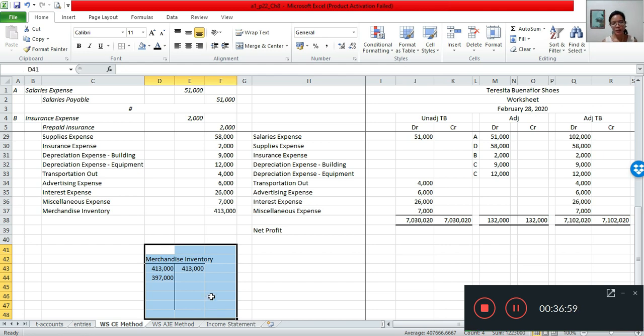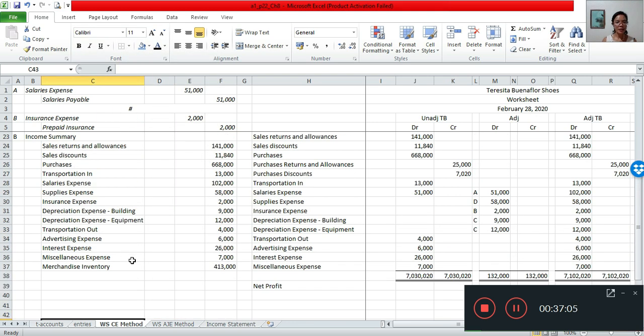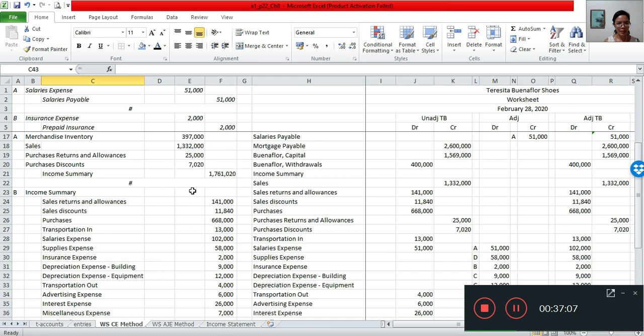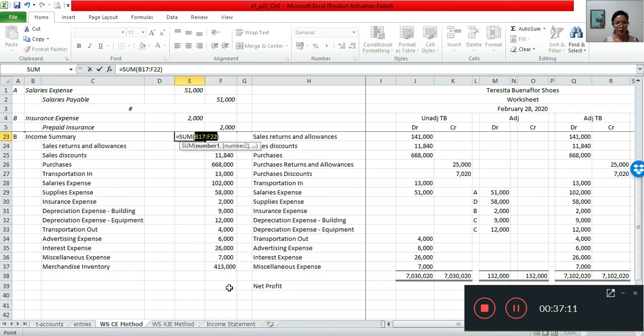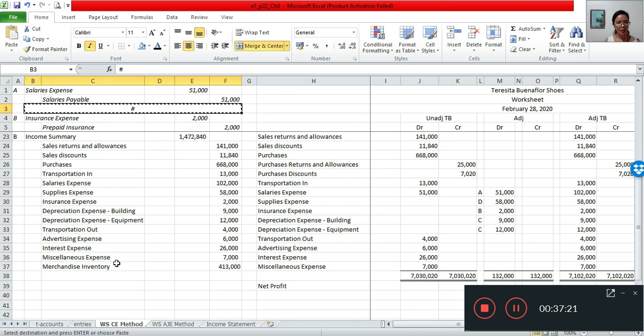Alright, so let's just remove that. It was just for purposes of illustration. And move on to computing a debit amount for the income summary for our second entry. And of course, that should be 1,472,840.